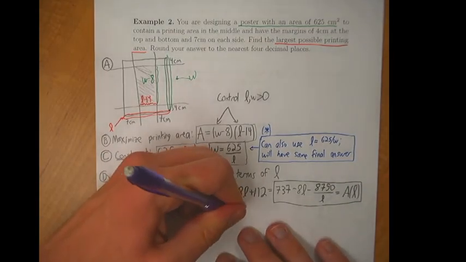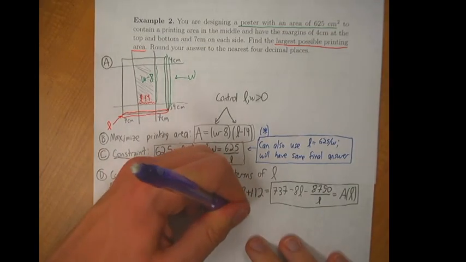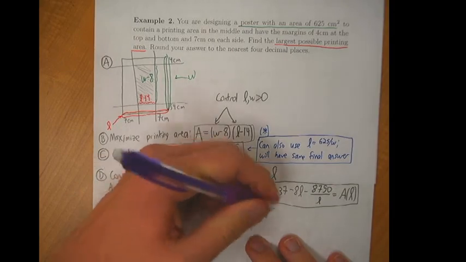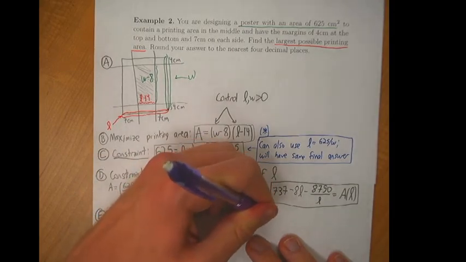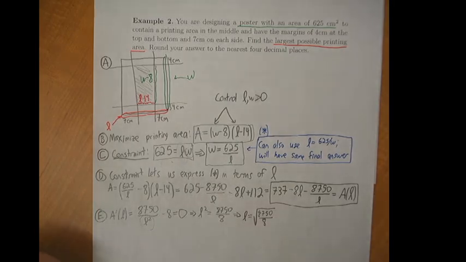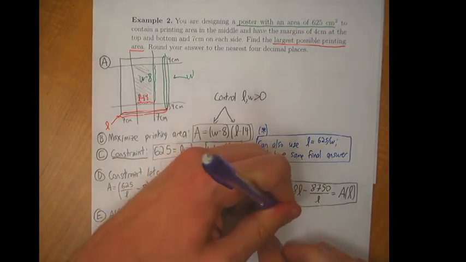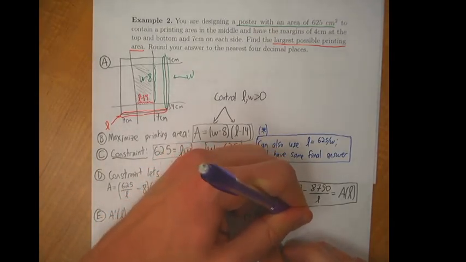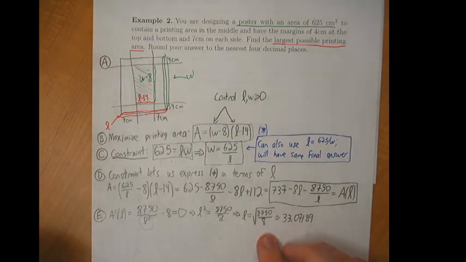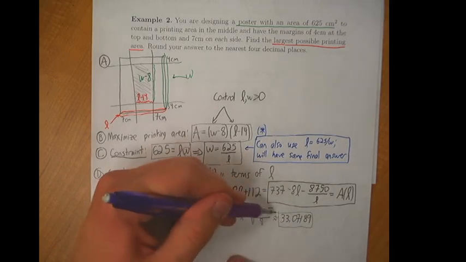So in this case, because we're working with the length of a side of a rectangle, we have to make sure that L is now equal to the positive square root of 8,750 over 8. Okay? So what that tells us is that if we plug this into a calculator, we end up with 33.07189. Okay? So that tells us that part.